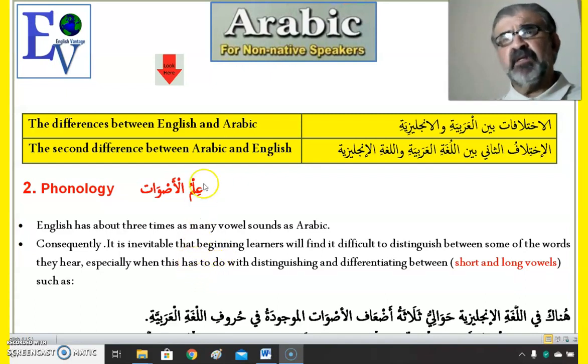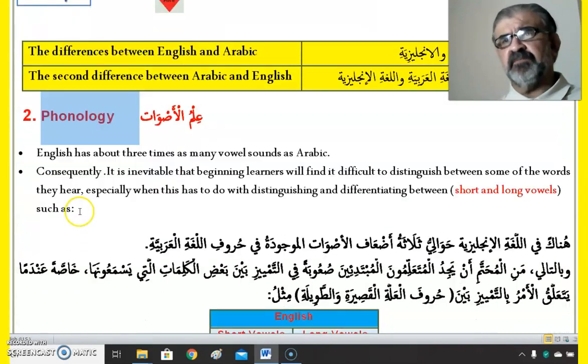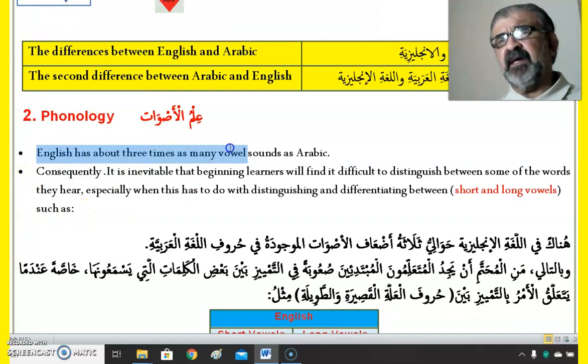In this tutorial, we're going to consider the second difference between Arabic and English. And this difference has to do with phonology. English has about 3 times as many vowels as Arabic.